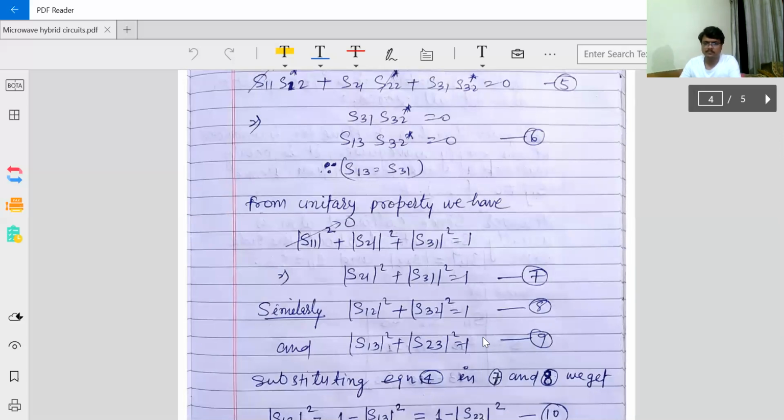Similarly, for the second column, S22 will be equal to 0, so the remaining terms will be like this. And in the third column, S33 will be equal to 0, so the remaining terms will be like this. Let these be equations 7, 8 and 9.